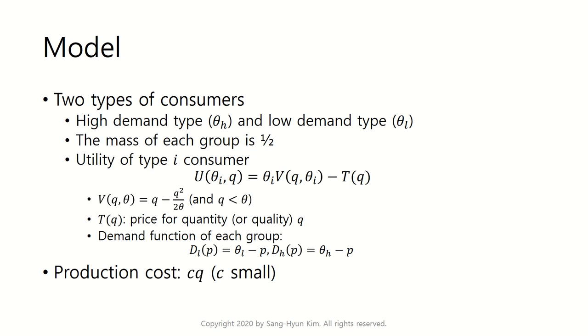And we'll assume production cost is simply C times Q, and we'll assume C is small enough. What this assumption means is that the marginal production cost is constant, and that is given by C. And we'll assume C is small enough so that everybody can consume this good in equilibrium. Okay?